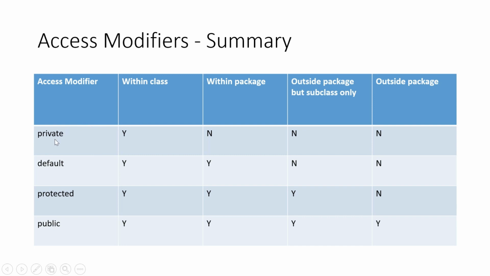A private access modifier can be accessed only within the class. Outside the class, within the package or outside the package, it cannot be accessed. For default, it can be accessed within the class and within the same package, but outside the package it cannot be accessed. For protected, it can be accessed within the class, within the same package, and outside the package if it is a subclass, that is, if it extends the class. But if it is outside the package and not a subclass, we cannot access it. And for public, we can access it from anywhere.